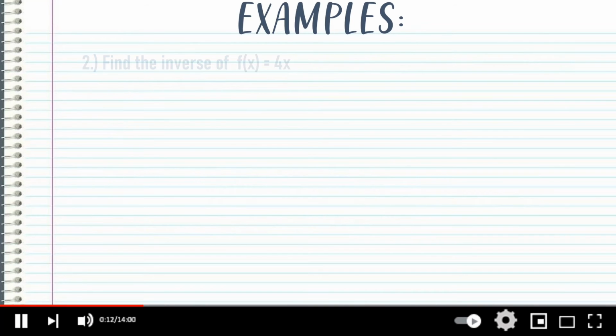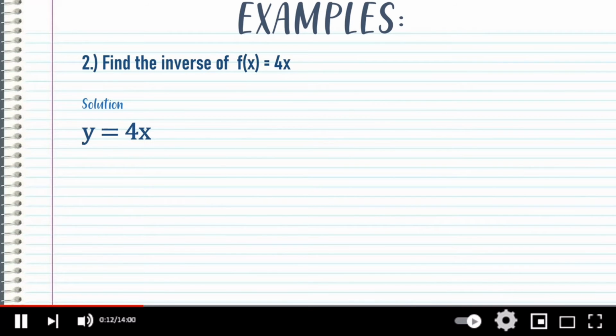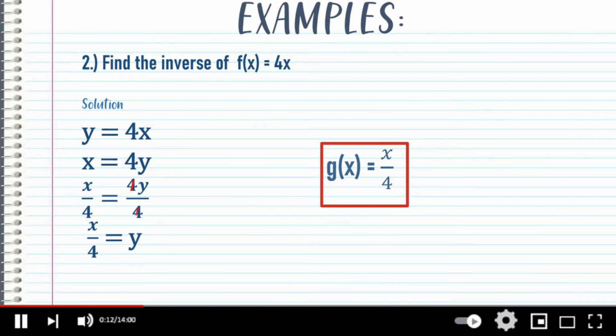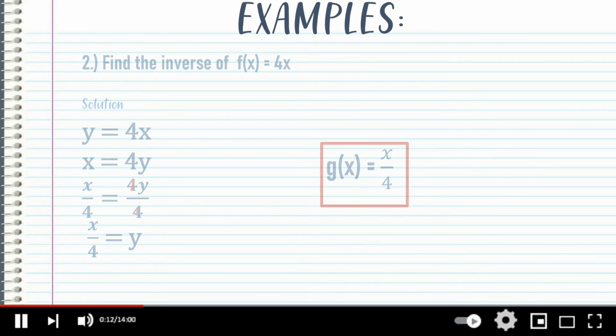Next example. Find the inverse of f(x) = 4x. The first thing we have to do is replace f(x) by y. So it will become y = 4x. Substitute x with y and y with x. Express y as a function of x and simplify by dividing both sides by 4. Cancel, so now we have x/4 = y. Denote the inverse as g(x), so g(x) = x/4.